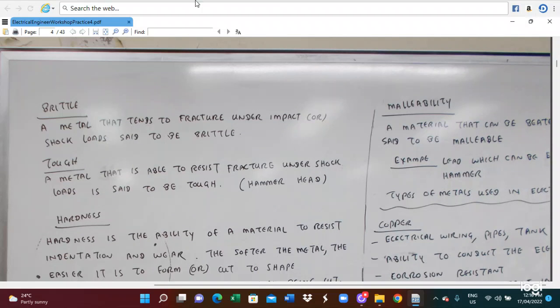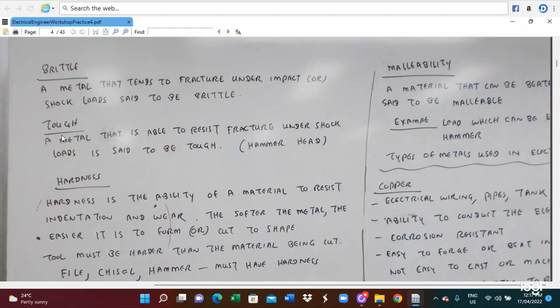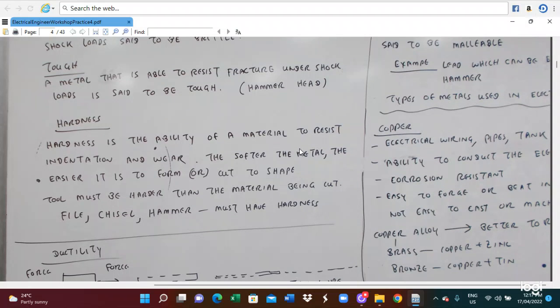Brittle means that the metal breaks under the impact of a shock. So when you put a force on the metal by impact, the metal is destroyed. This is brittle metal. A metal that can resist pressure under shock load is said to be tough. Especially the hammer head is tough.